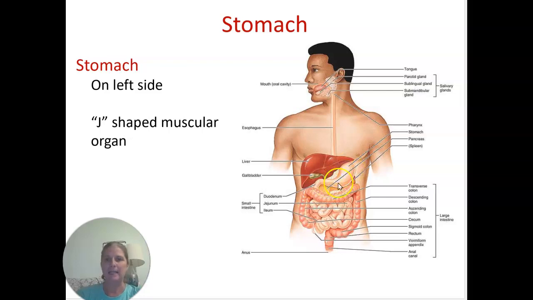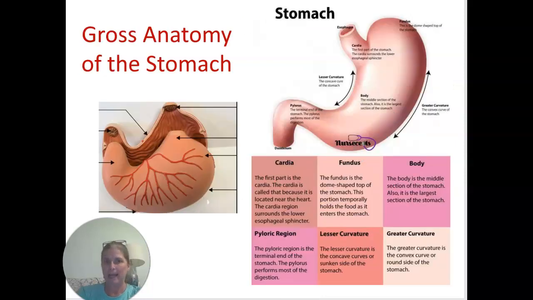So the stomach sits on the left side of the body. It's kind of roughly a J-shaped organ. So let's look at the gross anatomy of the stomach first. So this is a picture from lab, this is the one I call Smeagol's stomach. And then we see an overview here as we go through gross anatomy.